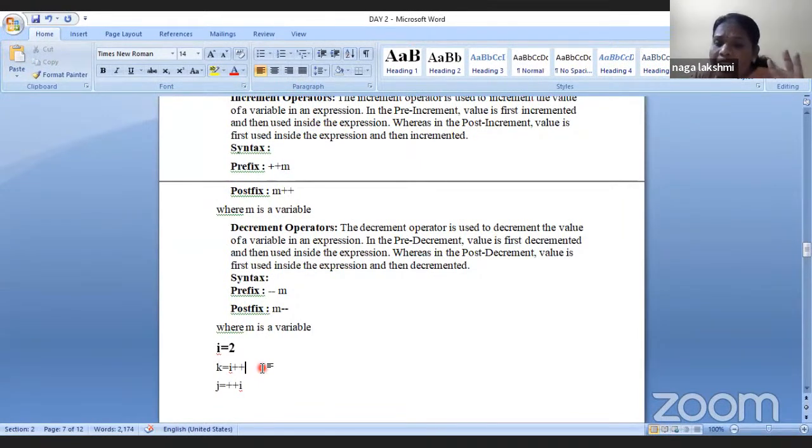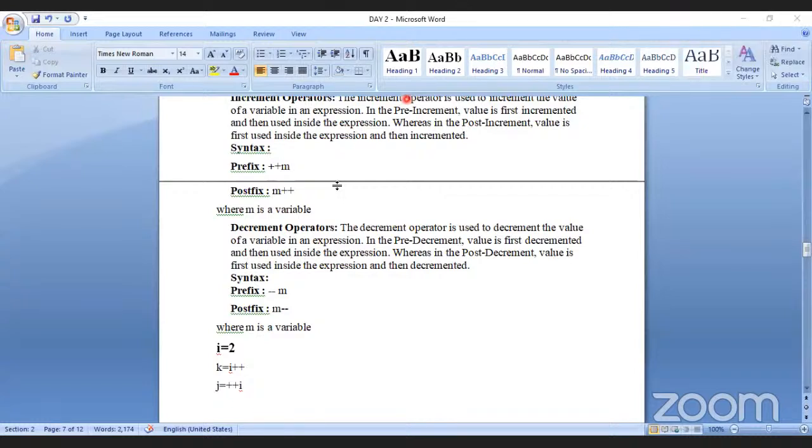Is there any doubt here, girls? Please. No, ma'am. No doubt. Please, you can reply through the chat box. Clear for everyone? Akshaya is here from final year. Akshaya, Akshita, are you there? Yes, ma'am. Clear.